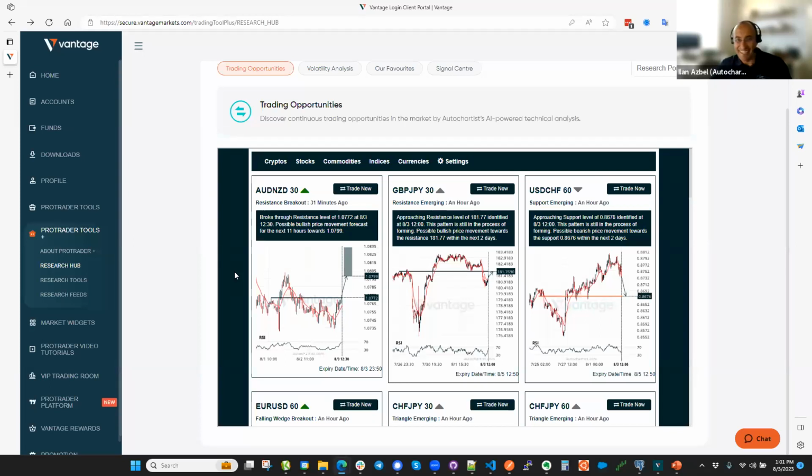Okay, let's get going. I'll first give you a 2-minute summary of what we did last week. If you log into your Vantage client portal, go into Trader Tools Plus and click on Research Hub, in last week's webinar we spoke all about these trading opportunities here. These trade setups. We spoke about support and resistance levels, overbought, oversold levels, and what they mean in terms of market psychology. We spoke about key levels, chart patterns, and all kinds of fun stuff like that. If you didn't watch that video, go back and watch it.